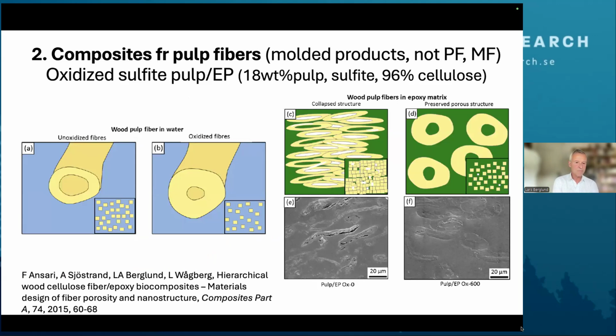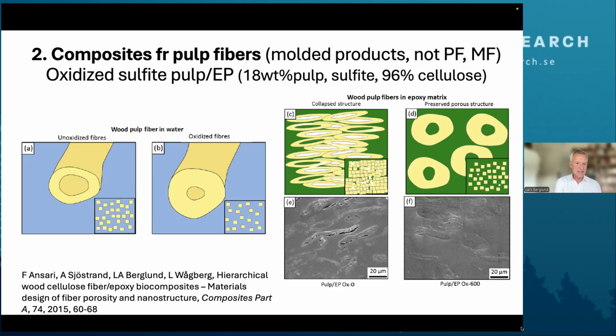This is work done together with Anna Sjöstrand and Farhan Ansari, who were PhD students of mine and Lars Berglund. If you look on the left-hand side, we're using sulfite fibers. We simply wanted high cellulose contents. It's 96% cellulose.